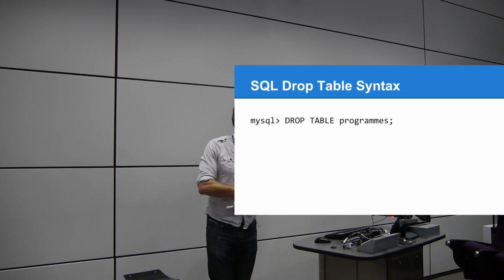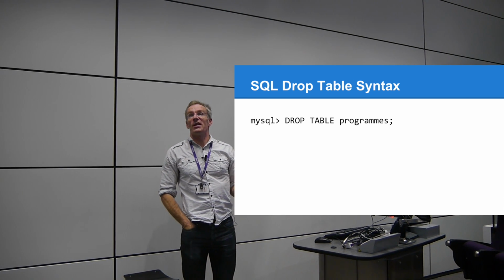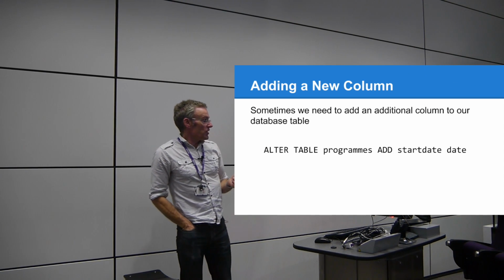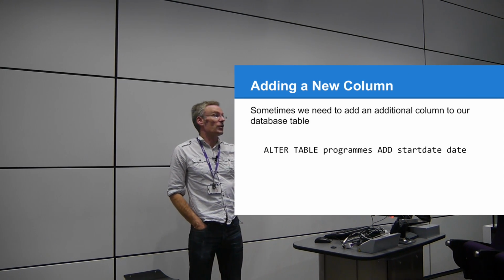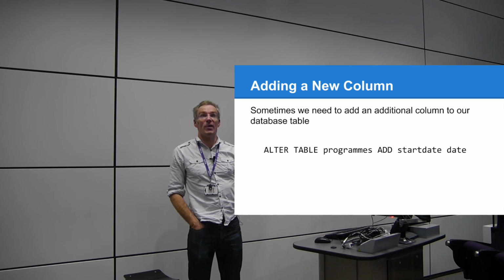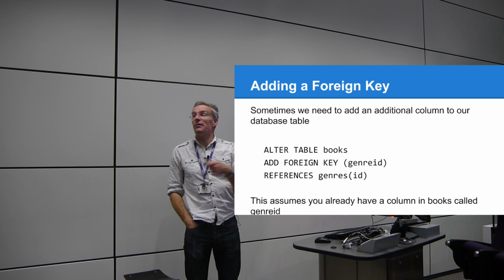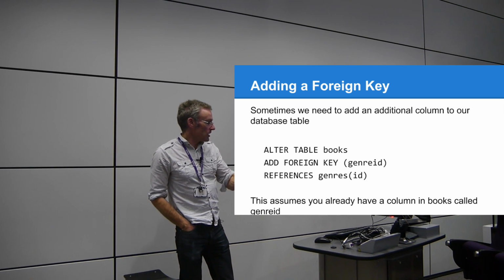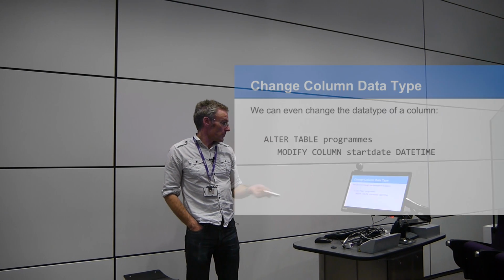Okay, I'm going to finish off with a couple of simple commands. Drop table programs deletes the table, gone, bang, can't get it back. You can add a new column using the alter table. Add start date date. Okay, there's altering by adding a new column. You can even add foreign keys. If you forget to add a foreign key at the start, you can add it later on by doing this. Alter table, add foreign key, references, and the table name and the field.